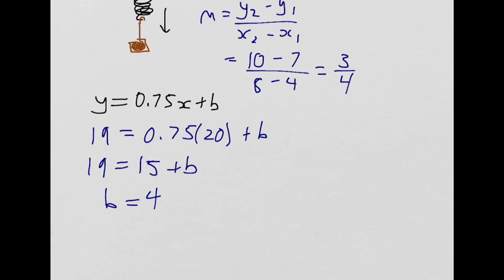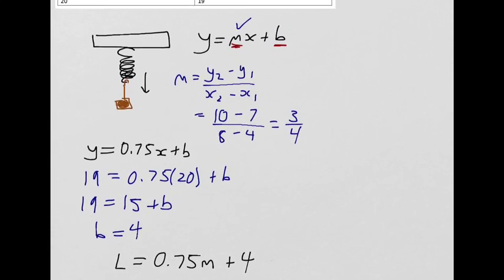So our whole equation is, I've been avoiding the variables because I didn't want to mix up the m's, but now I'll use the real variables. L equals 0.75 m. That m doesn't mean slope, it just means the mass of the weights that you're attaching, plus 4. So, based on that equation, tell me some things about this spring. The length equals whatever the mass is times 0.75 plus 4. So how much the spring stretches is based on this expression, right? You take 0.75 times the mass and add 4.